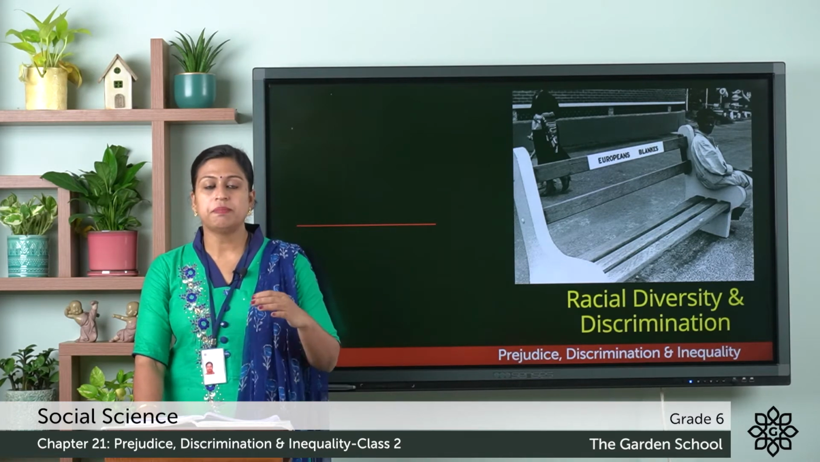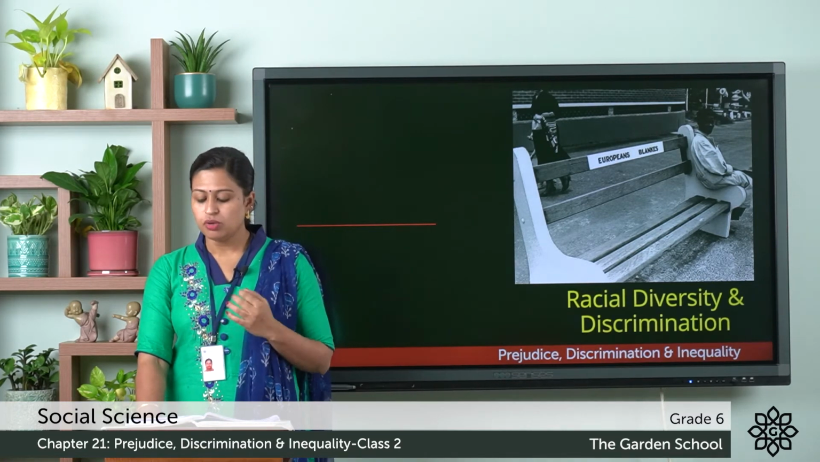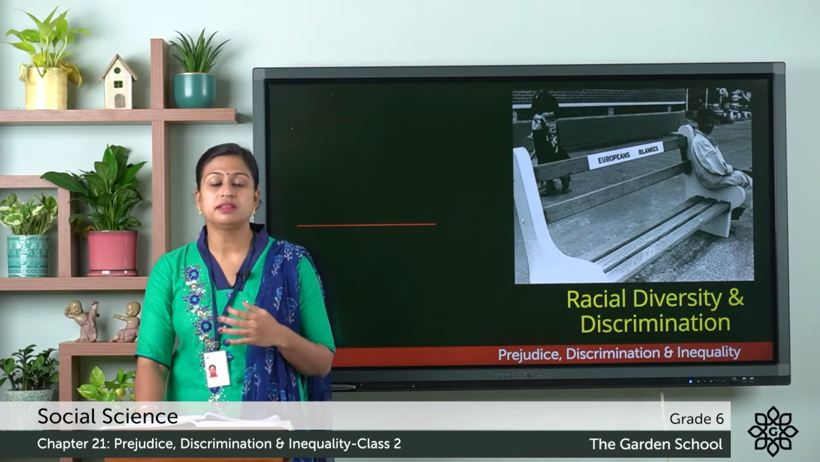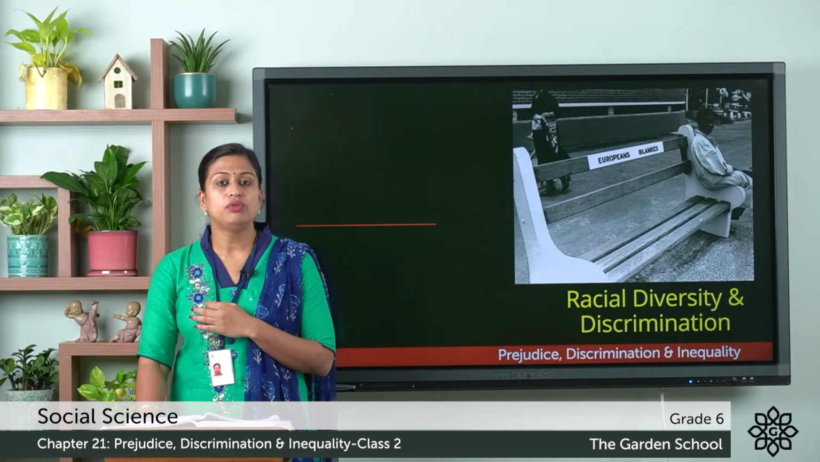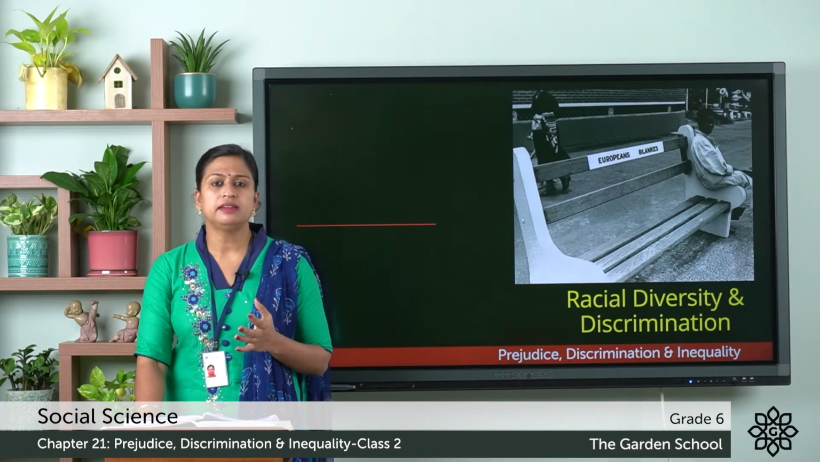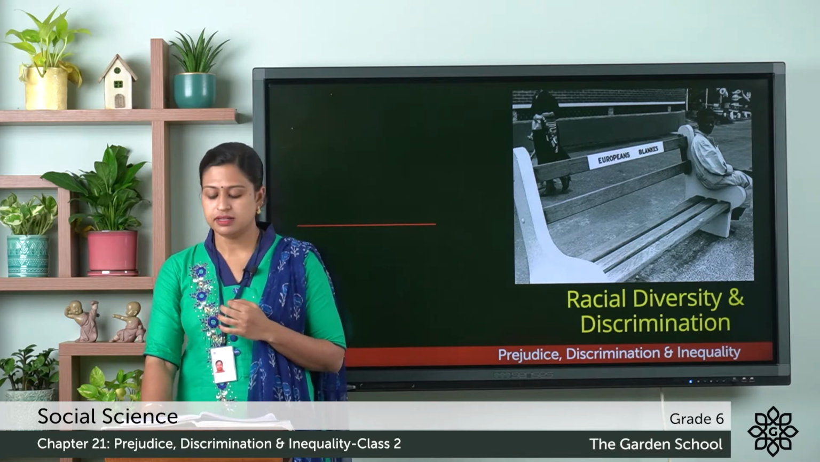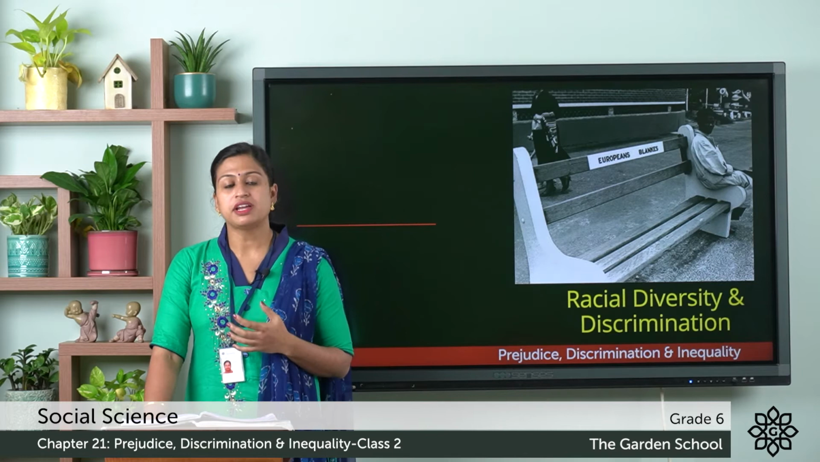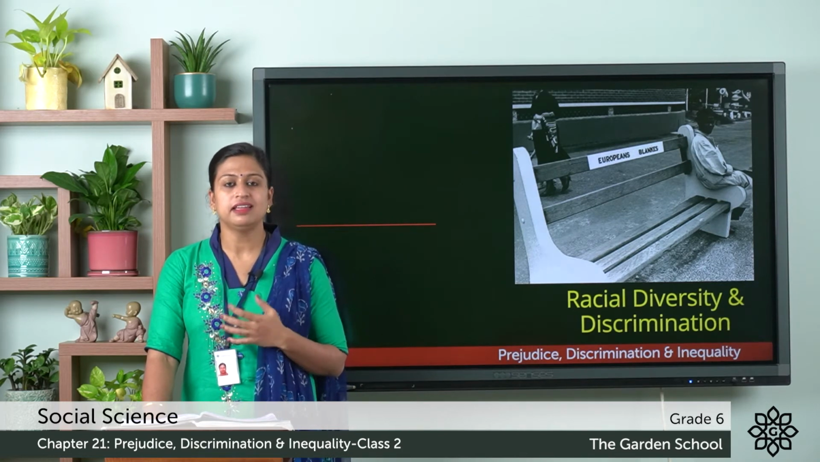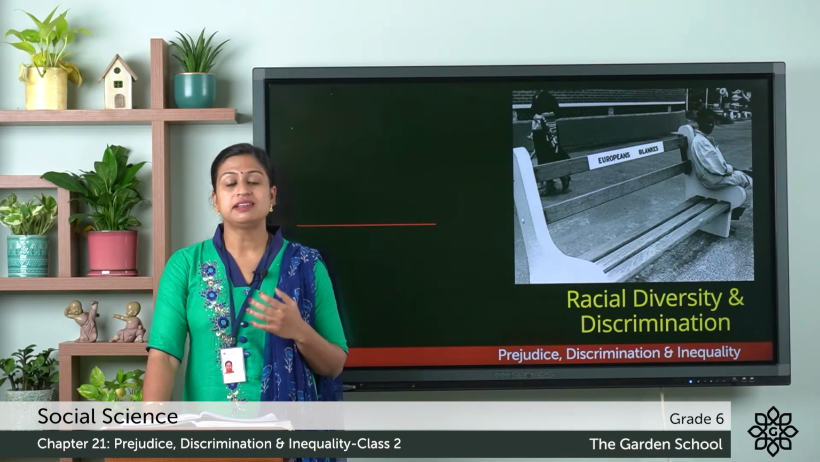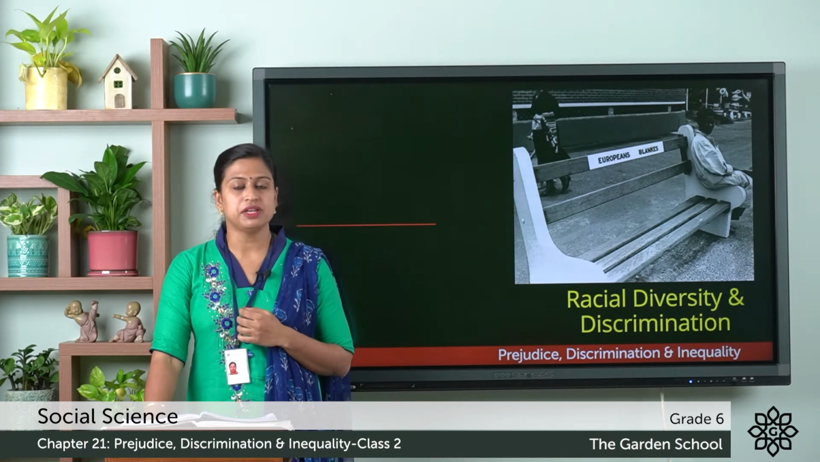They were given a particular place to live, whom to marry and what to study in their own country. That means they were discriminated against and no freedom was given to them. However, apartheid ended in the early 1990s by the effort of the African National Congress and its leader Nelson Mandela. So this was about racial diversity and discrimination.